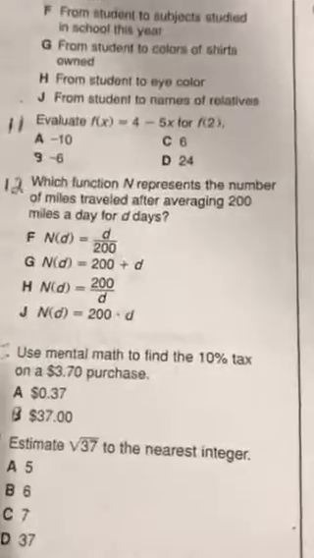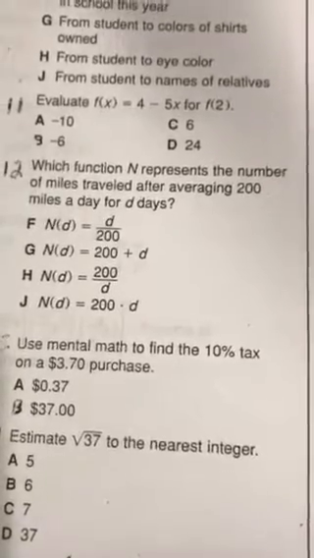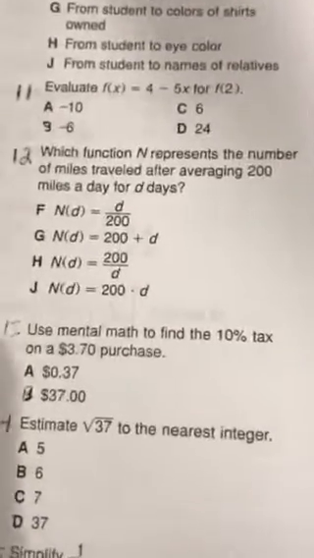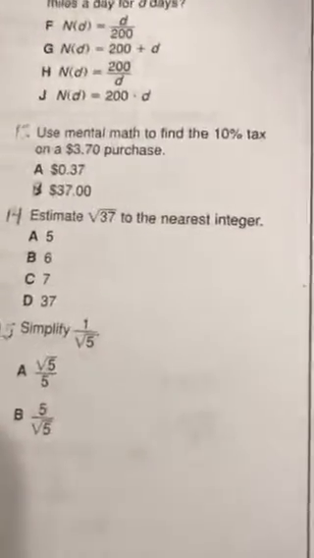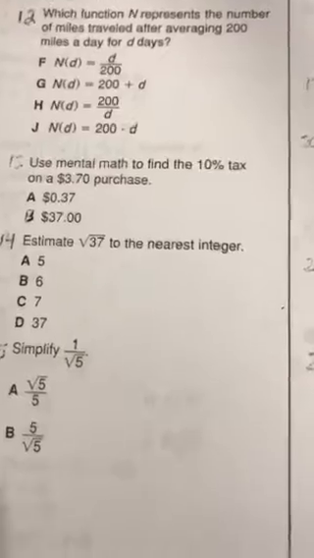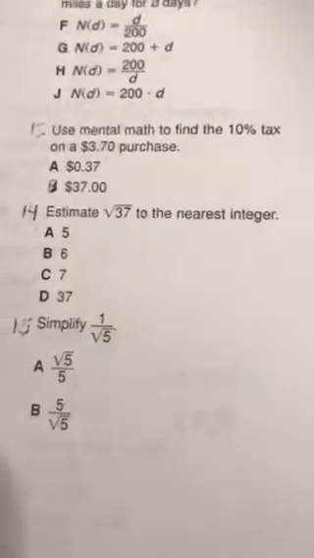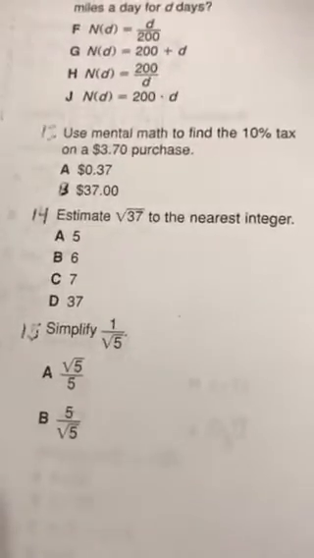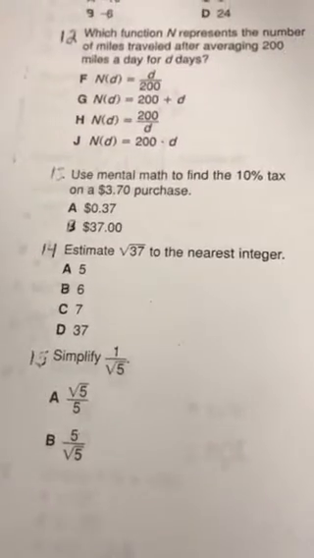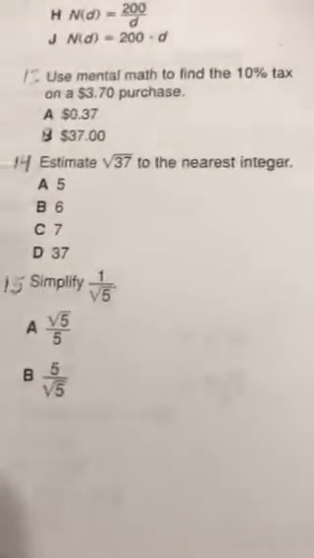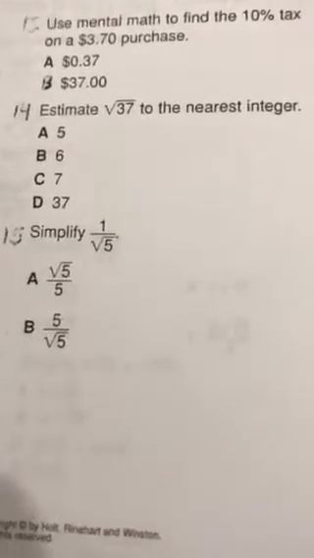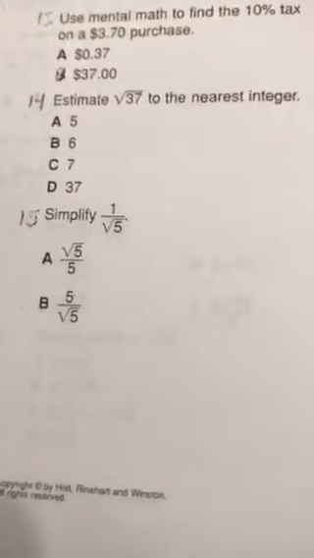Okay, 11, evaluate. You're just plugging in 2 for where the x is. Number 12, you're putting that into verbal form. Okay. 10% tax. All right. So what would the tax be on $3.70 if it's 10%? I thought I was going to be able to eliminate questions like 14, but I had to put them in there. So what's the nearest whole number?